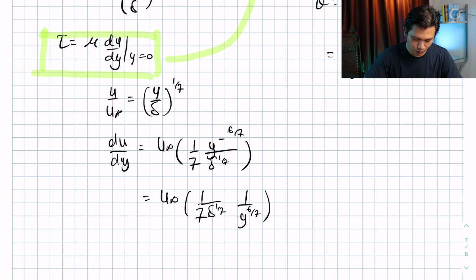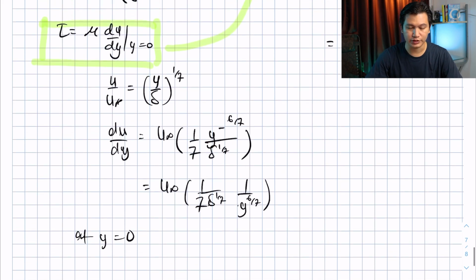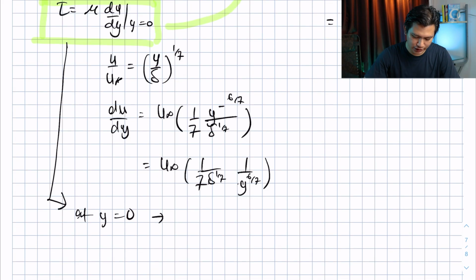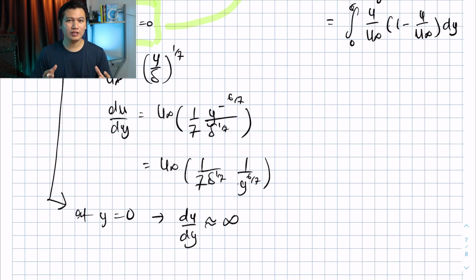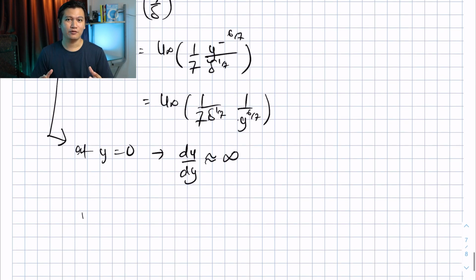And at y equal to 0, if we try to satisfy this equation, you're going to have du over dy approaching infinity. And this is not right. So basically, this equation cannot be used when we are dealing with a turbulent boundary layer. It will not give us the accurate wall shear stress close to the wall. So for this, we're going to use the experimental result found by someone called Blasius.